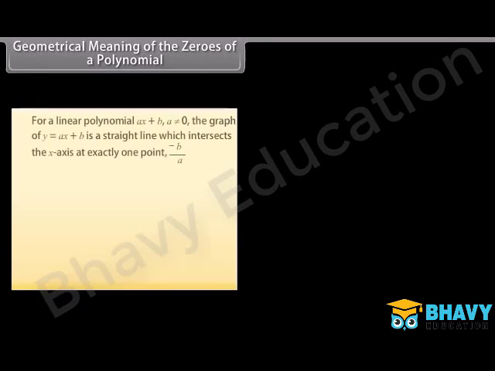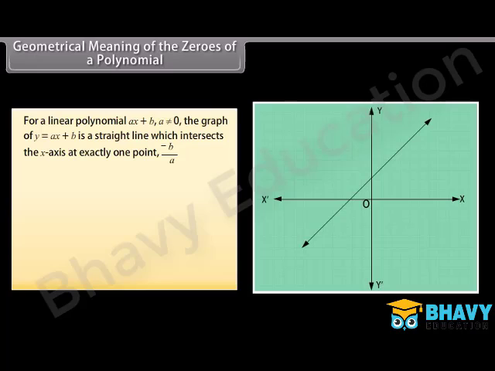Geometrical meaning of the zeros of a polynomial. For a linear polynomial ax plus b, a is not equal to 0. The graph of y is equal to ax plus b is a straight line which intersects the x-axis at exactly one point, minus b upon a. Therefore, the linear polynomial ax plus b, a is not equal to 0, has exactly 1 0.